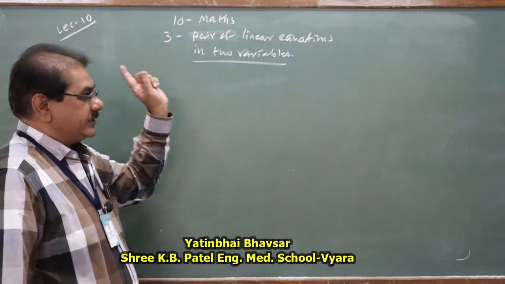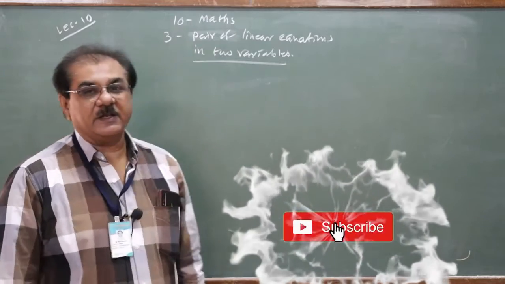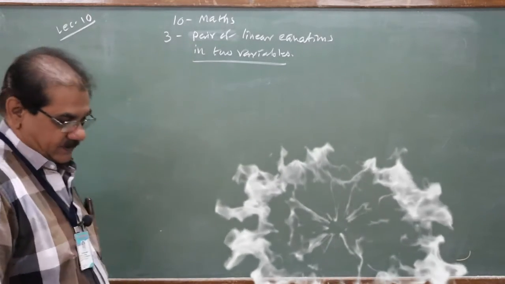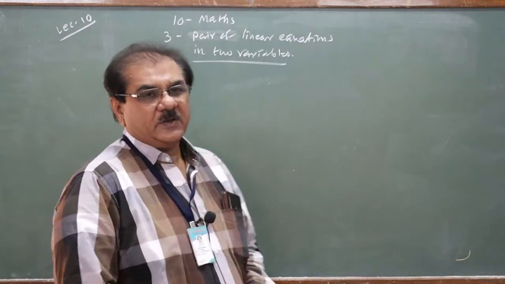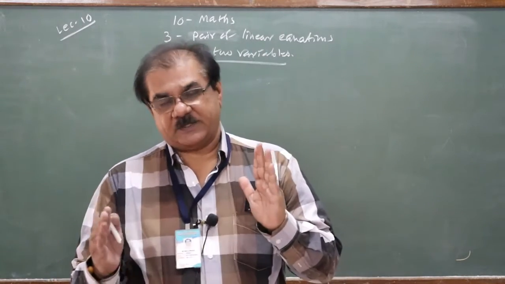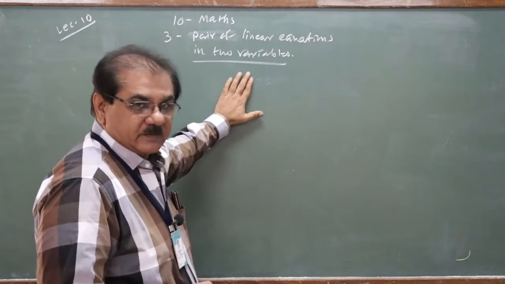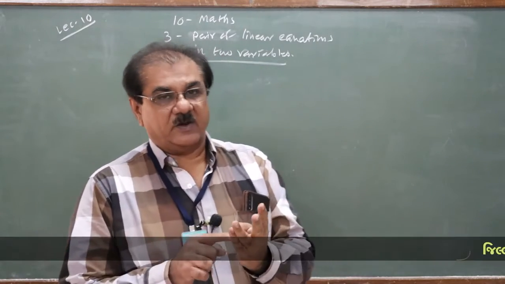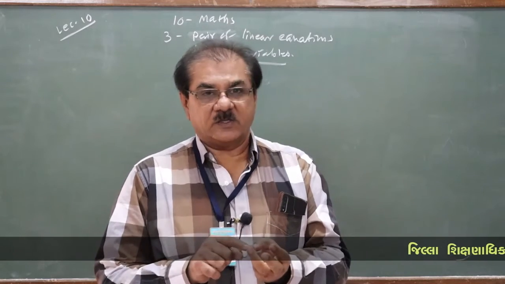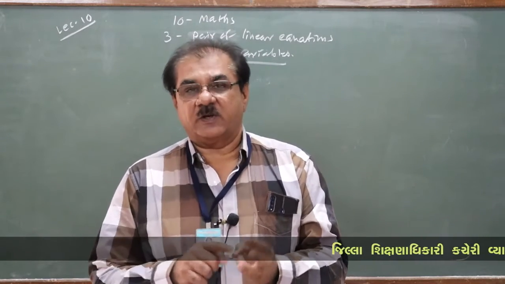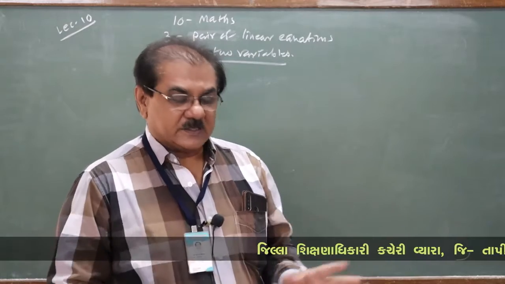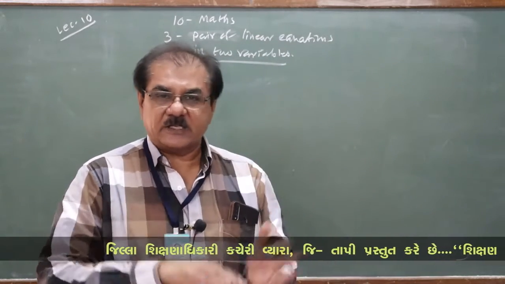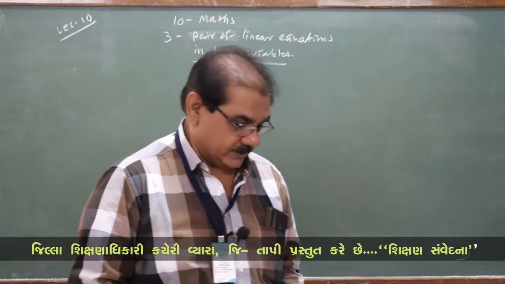Standard 10 Maths, Chapter 3, Pair of Linear Equations in Two Variables. It is my 10th lecture in this chapter. Up till now in this chapter, we have studied all the types of solving paired equations. 4 types we learned. First was graphical method, second was method of substitution, third was method of elimination, and fourth was cross multiplication method. We also took some word problems. We translated them into equations and then we solved them.